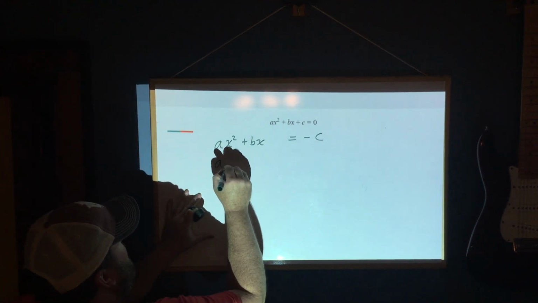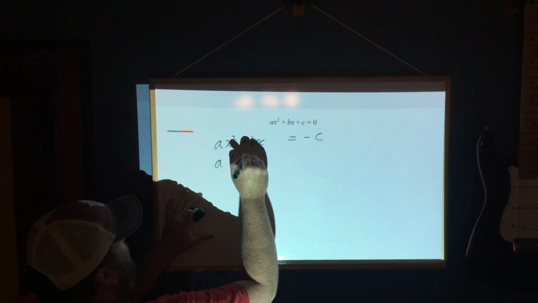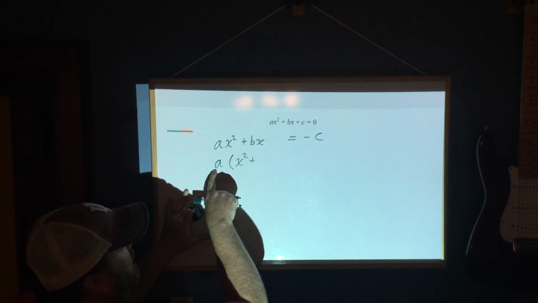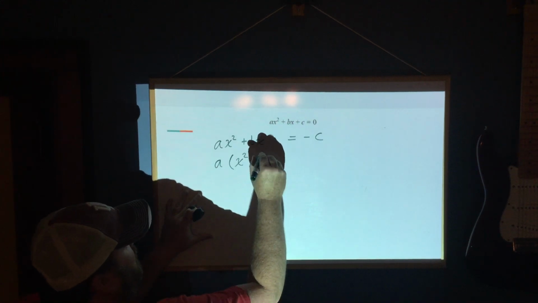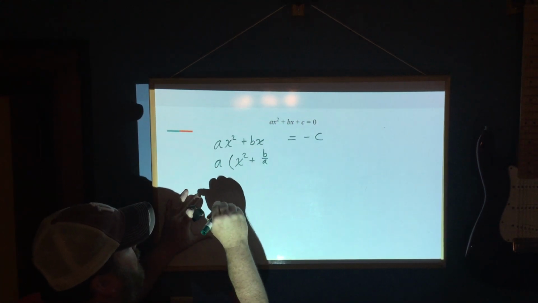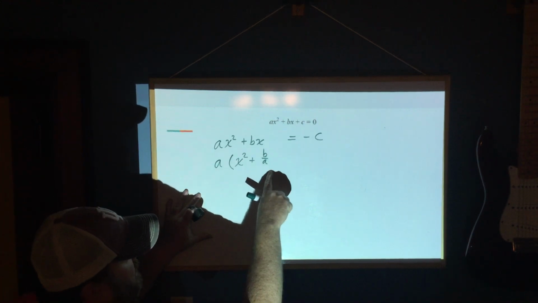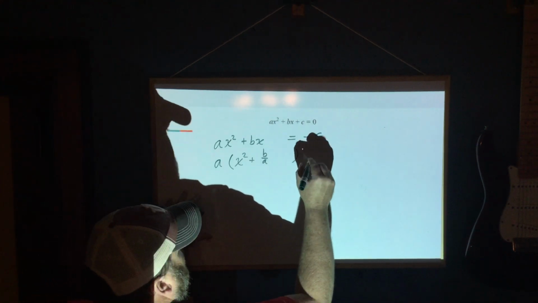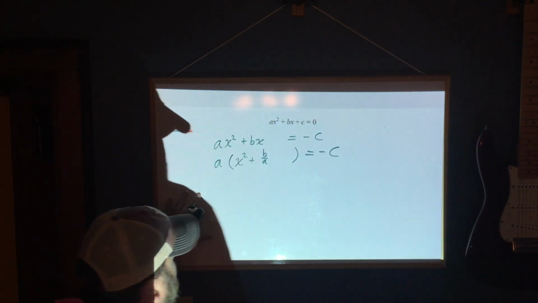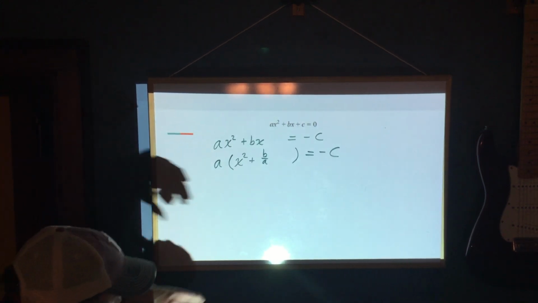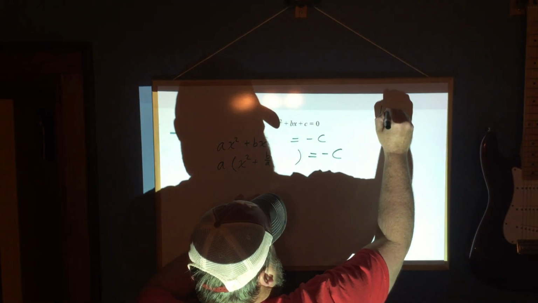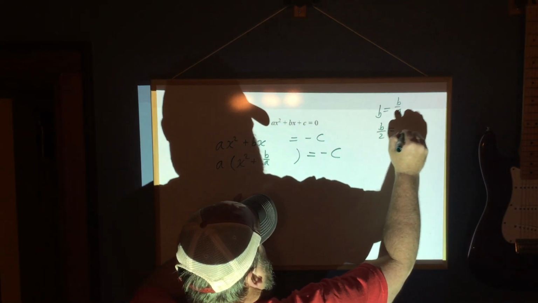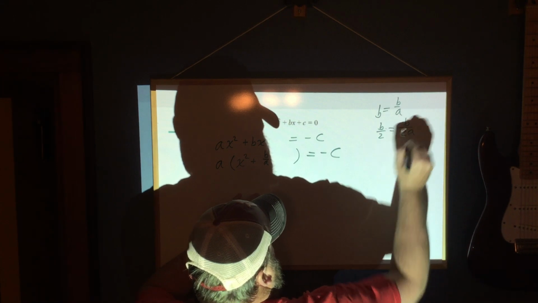So I get a times x squared plus, now, what do you have to multiply times a to get back to b? Well, it's actually b over a. If you multiply that back out, the a's would cancel and you'd be left with b. So I have to leave a space because we have to complete the square on this. And that equals negative c. So b is b over a. Half of b, well, that's b over 2a.